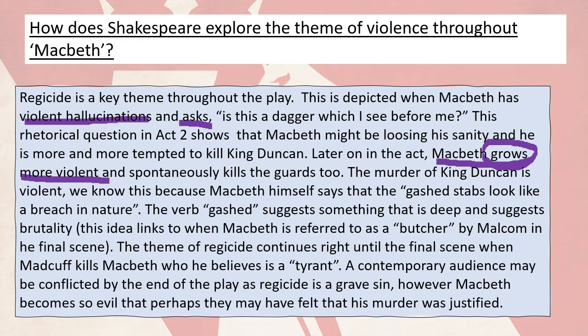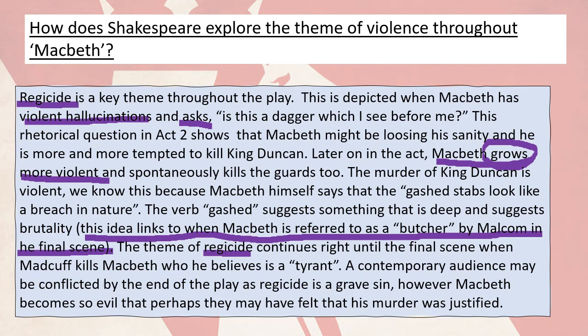This idea links to where Macbeth is referred to as a butcher by Malcolm in the final scene. Okay, lovely. So this person has linked this idea of brutality and violence in Act 2 to the final act, Act 5, where Malcolm refers to Macbeth as a butcher king. So that's a lovely link there across the whole play. The theme of regicide continues right until the final scene when Macduff kills Macbeth, who he believes is a tyrant. Again, okay, good. So talking about regicide again. So again, focusing on your opening point. Right until the final scene when Macduff kills Macbeth, who he believes as a tyrant.